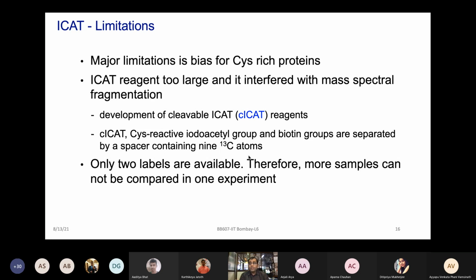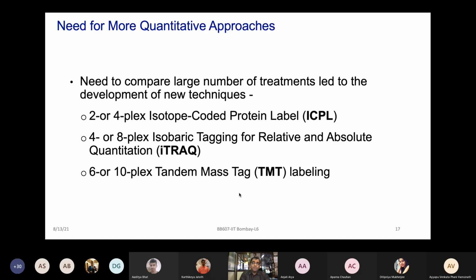So they tried to overcome that, but still the major bottleneck remained that it can only label 2 samples. So multiplexing is very limited. It's like just an additional approach to the gel, but you are not able to offer something very drastic, like 6 conditions or 10 conditions to be compared at the same time.